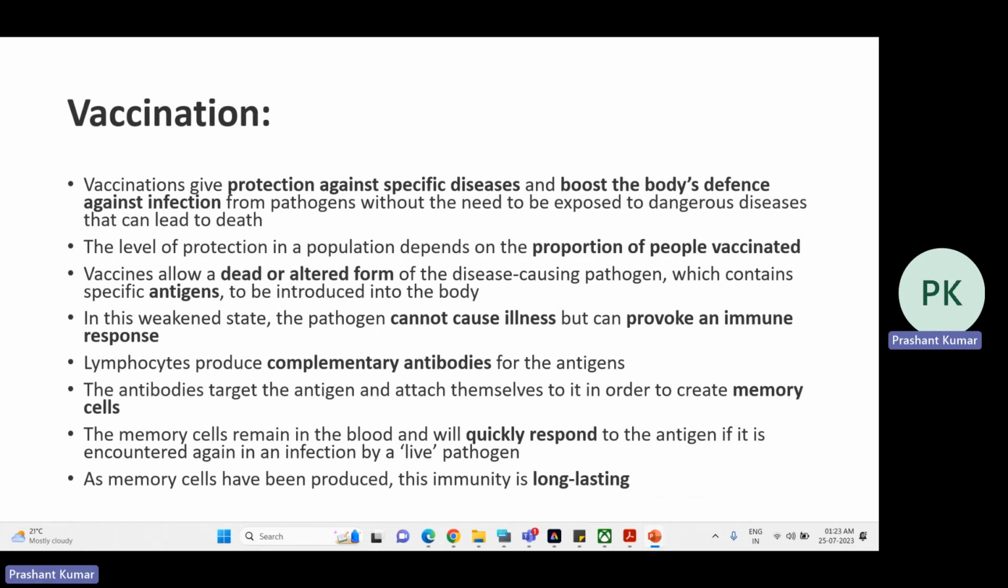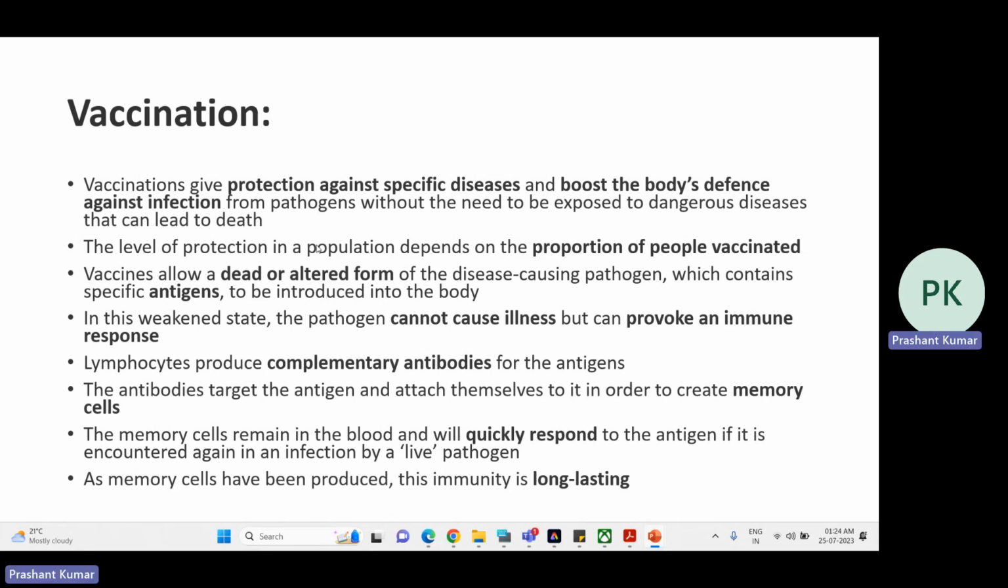Now, if you are regularly encountering some disease, it is better to take vaccination. So, what is vaccination? Generally, we take a weakened strain of the bacteria or a killed form of the bacteria and put it inside the body to generate the immune response. And then the immune response will form memory cells and they will remain inside the body. If in future live bacteria is going to affect you, the memory cells will start working, right? So vaccination gives protection against a specific disease and boosts the immune defense mechanism against pathogens without the need to be exposed to a dangerous disease that can lead to death.